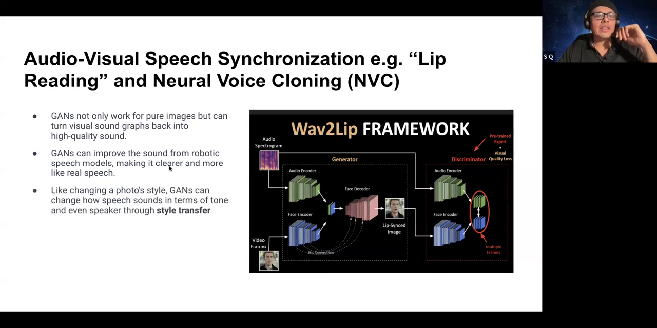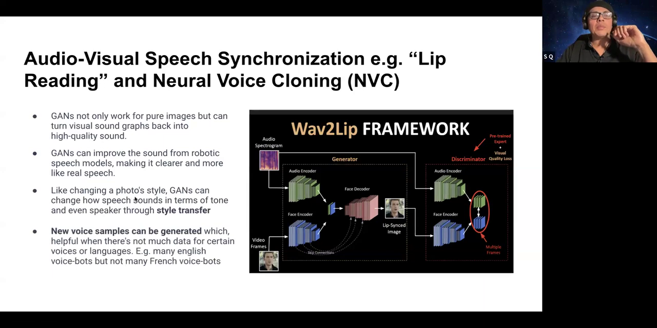You can also do a process called vocal style transfer. I can change one person's voice into another person's voice. As you remember, I changed the style of one image into another. Now I can change the style of one voice into another using Wave to Lip. This is also programmatic, but you don't need code to do this. There are tools to do this, and new voice samples can be generated.